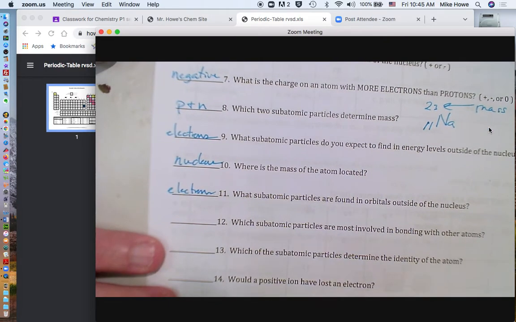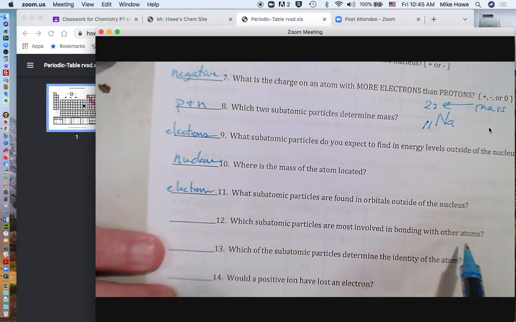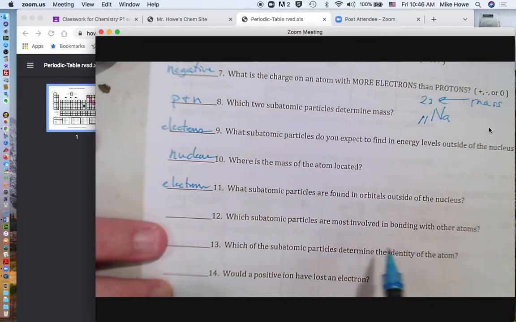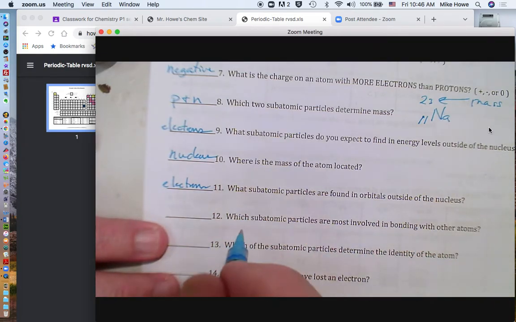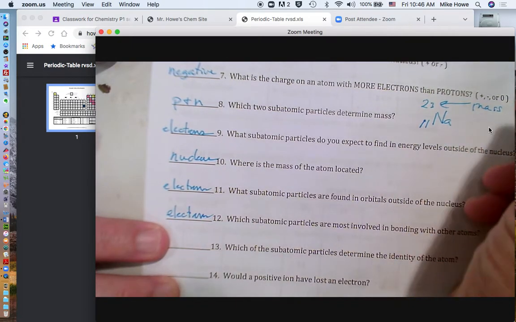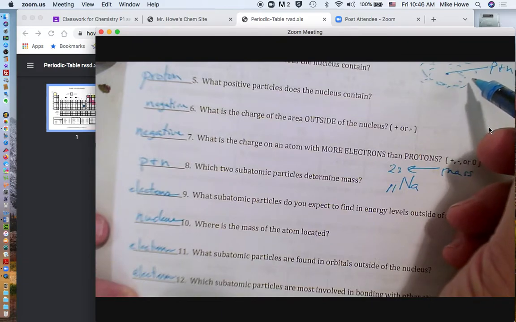Electrons are outside there. Most involved in bonding. Now, for these, bonding means when the electrons connect with each other, or the atoms connect with each other. Since the electrons are on the outside, they're the ones that are going to be involved in interacting with other atoms because the electrons are on the outside of the atom. Remember, they're up over here on the outside.